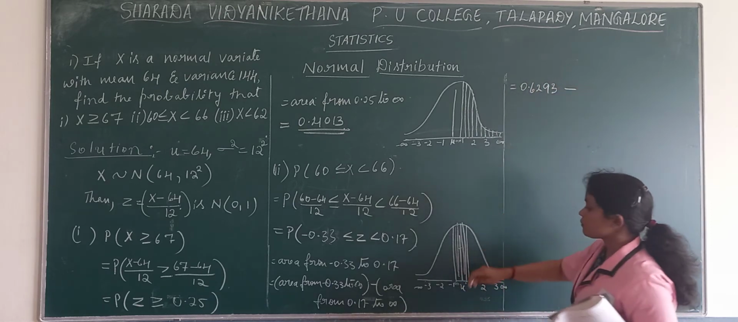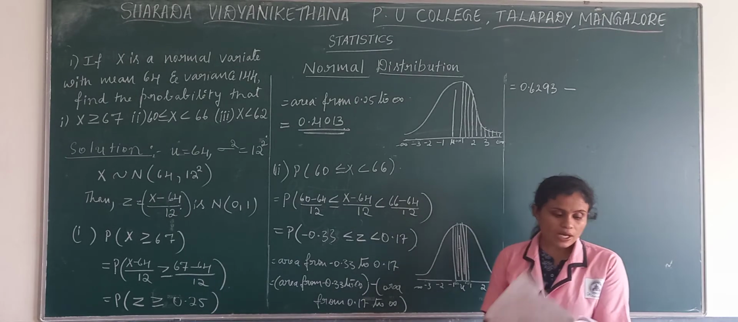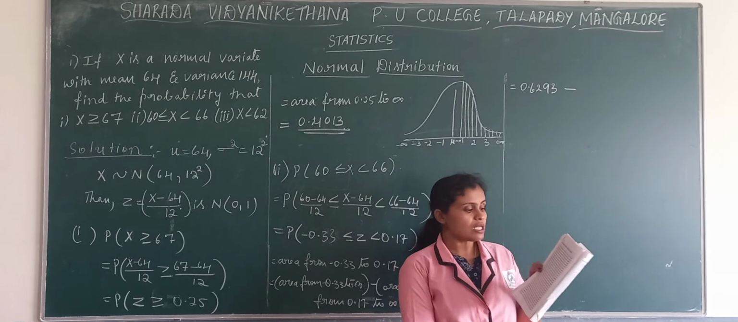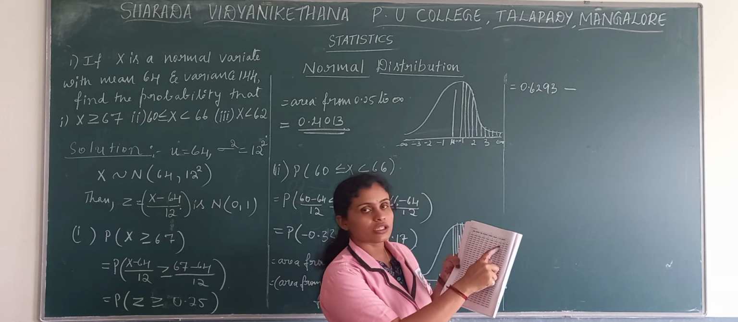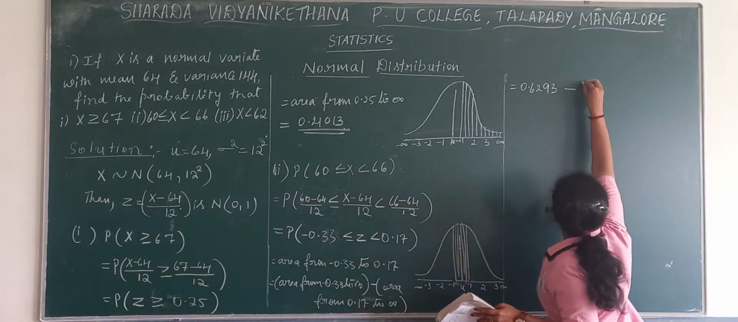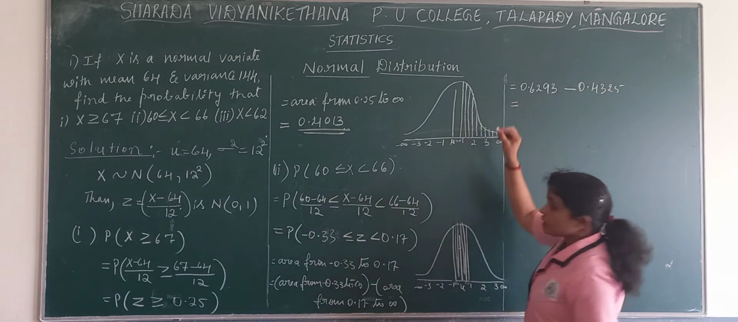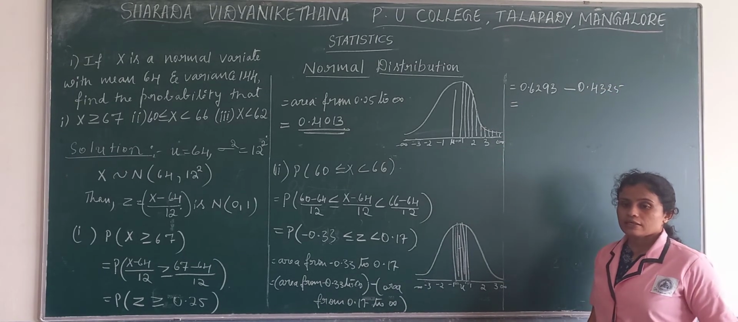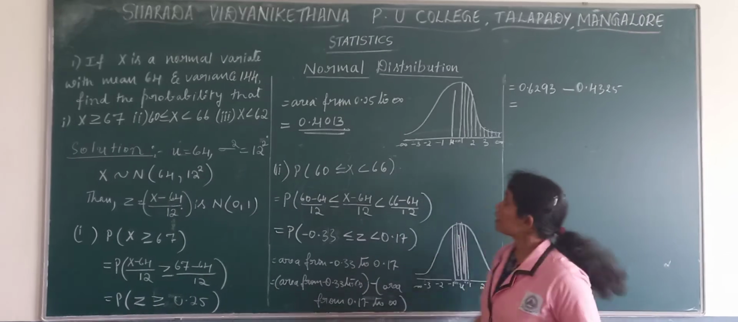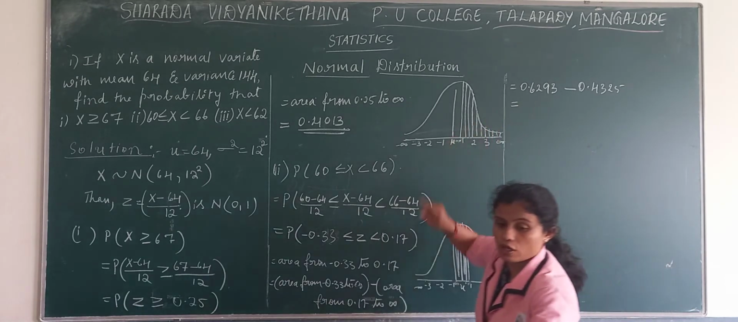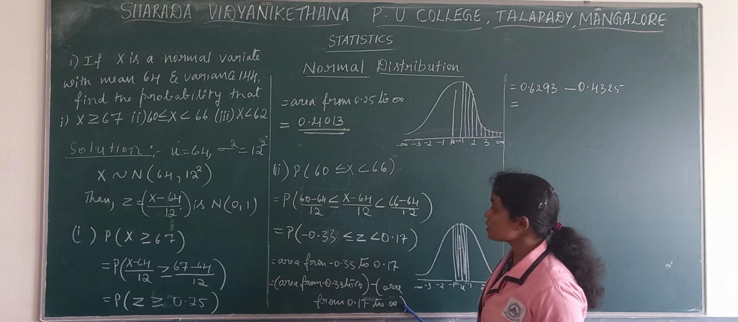0.6293 minus, what is the value of 0.17? That is positive 0.17. That value taken from the statistical table, 0.1, then 7th column, 0.4325. When you deduct this, what do you get? That you have to write in this particular column. Now, I hope it is clear. Till here it is clear.